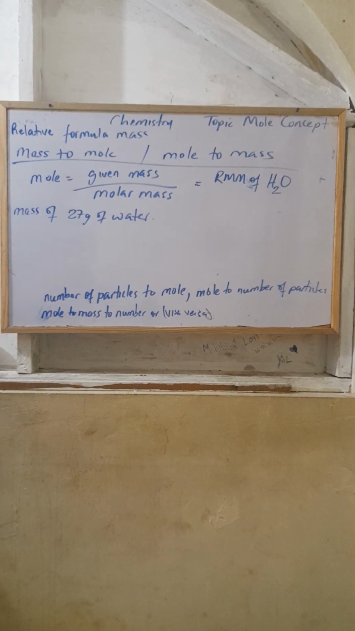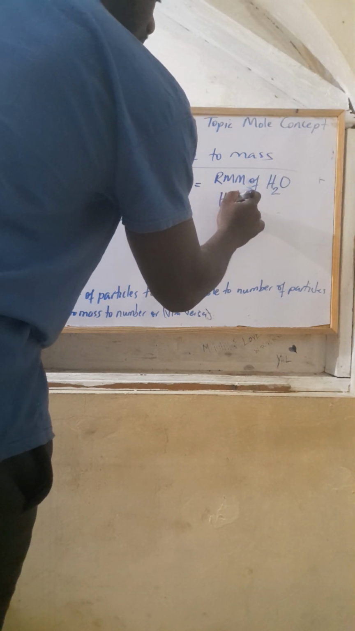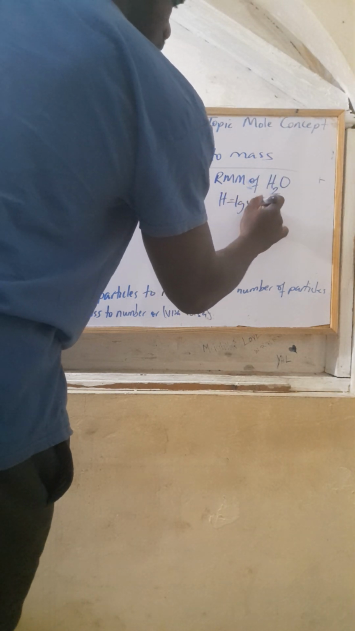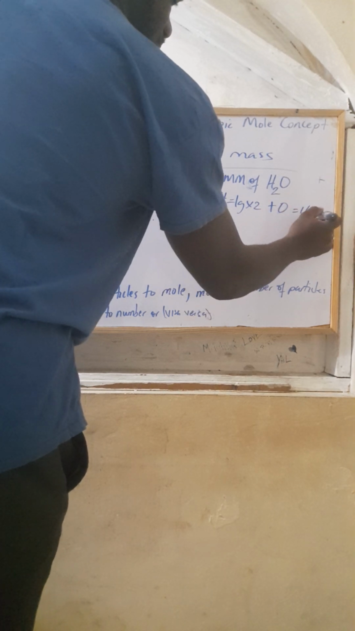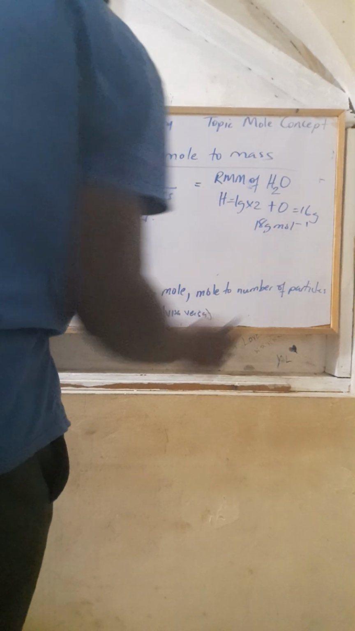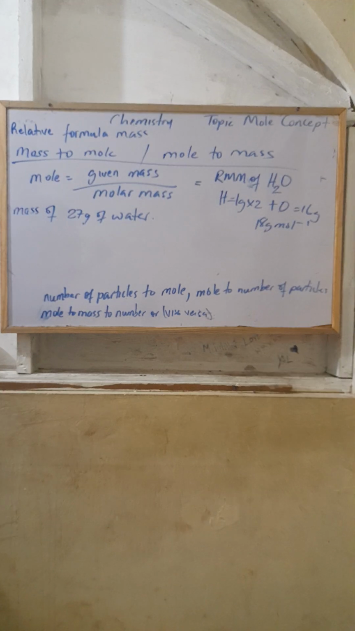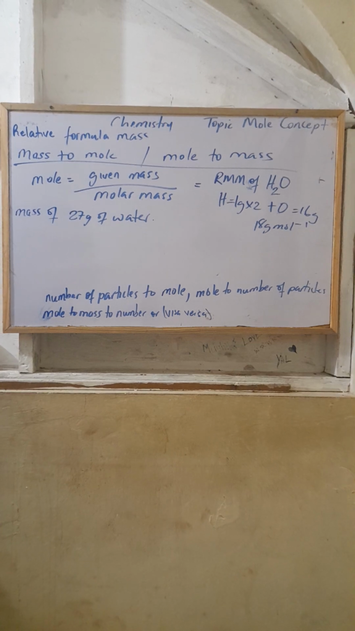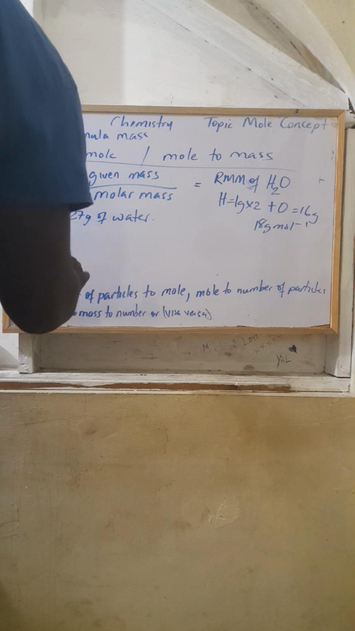RMM of H2O. And we did that earlier, and we said that the RMM was the mass of hydrogen times 2 plus the mass of oxygen, which equals 18 grams per mole. So we see then that the relative molecular mass of water is 18 grams per mole. All right, and here in the example, we are asked to find the number of moles in 27 grams.